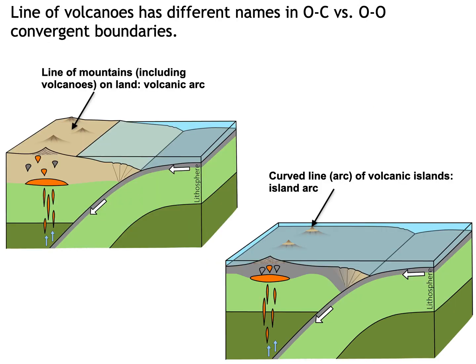So I want to emphasize that the line of volcanoes that you see in both kinds of convergent plate boundaries with subduction, they have different names. If it's a line of mountains including volcanoes on land, this is called a volcanic arc. A curved line or arc of volcanic islands, when we have only oceanic crust, this is called an island arc.